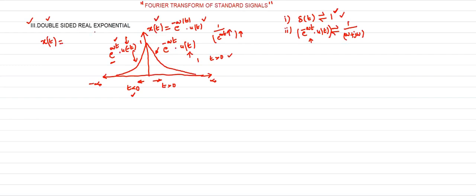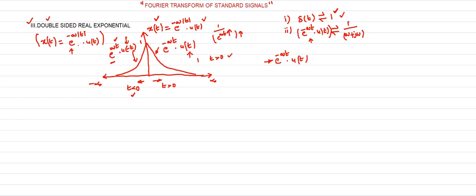So you should remember this expression. A double sided real exponential signal is mathematically represented by e power minus a into mod t into u of t. U of t is the unit step function. So what is the one sided real exponential signal? It is nothing but e power minus at into u of t. So this is the one sided real exponential signal, and this is the double sided real exponential signal.